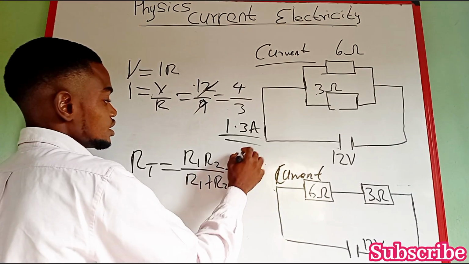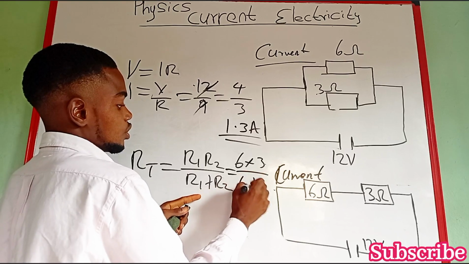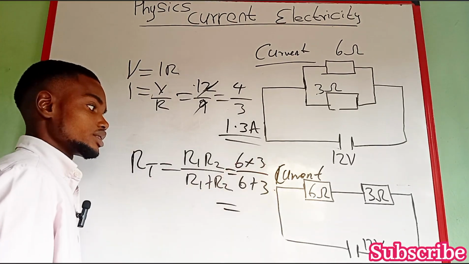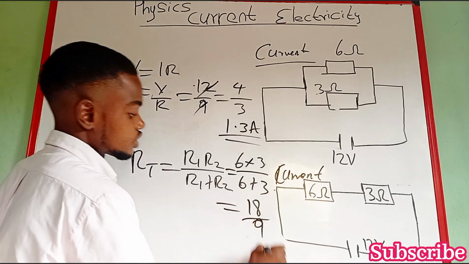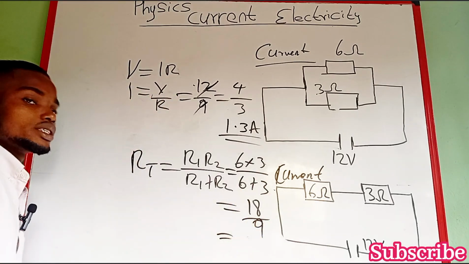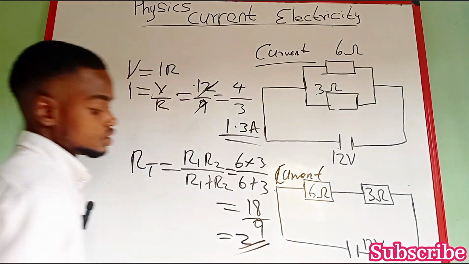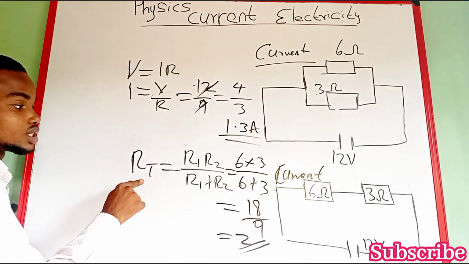So we have here 6 multiplied by 3 over 6 plus 3. All right, this equals 18 all over 6 plus 3, which is going to give us 9. And this is furthermore equal to 18 over 9, and 9 times 2 gives us 18, so it is 2 over 1. So 2 is the answer for this expression, and that is the total resistance.